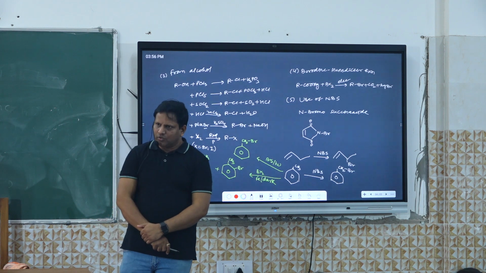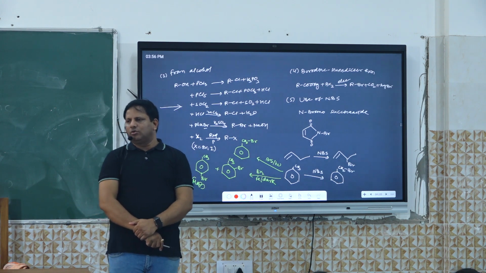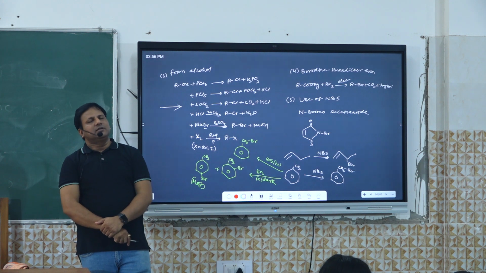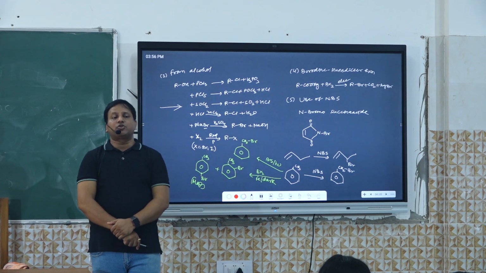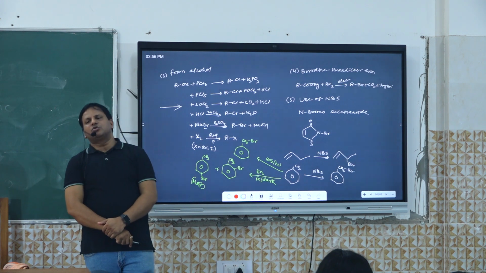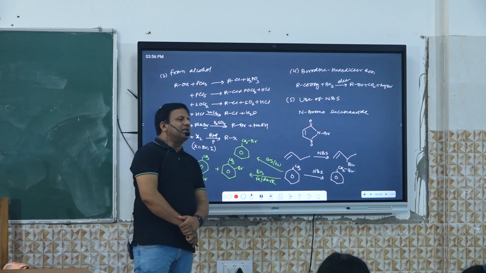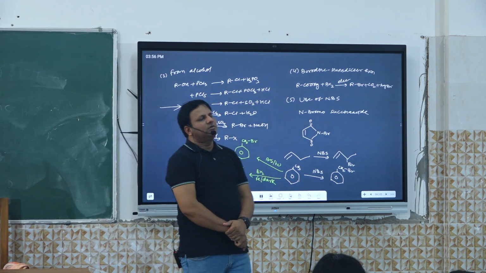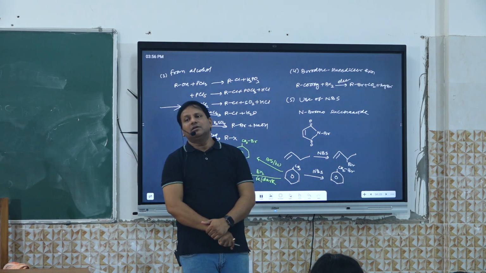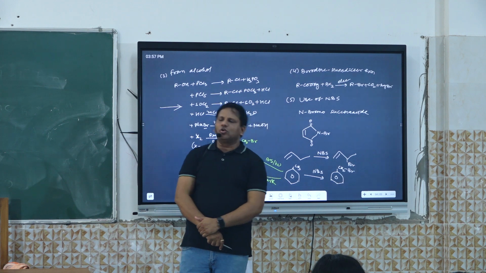Three types are there. One is ring activating and ortho para directing. So which are ring activating and ortho para directing? The ring activating and ortho para directing can be strong plus I like alkyl group, or plus R, OH, OR, NH2, NHR, NR2, O, OCOR. So these are the groups which are making the ring activating and ortho para directing.